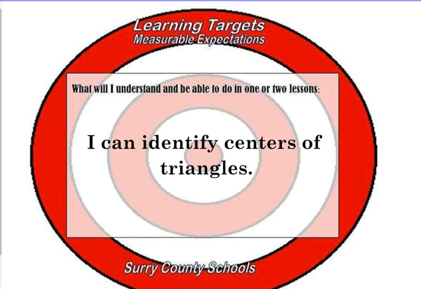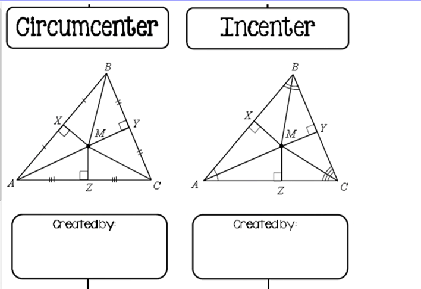Kind of weird, right? Because we're used to a circle having a center. It's that point right in the middle of the circle where all the other points are the same distance from that center. But it turns out that triangles also have centers, but they're created in different ways. So let's look at the first type of center. It's called the circumcenter.